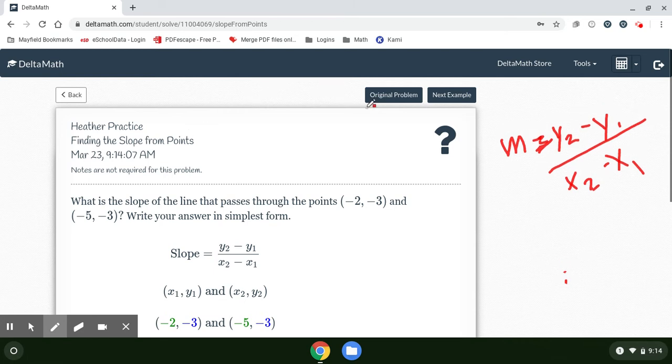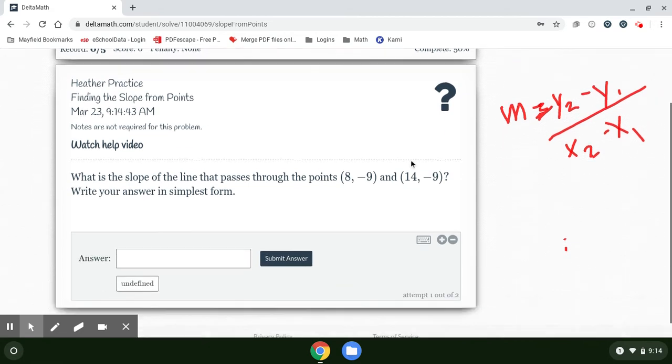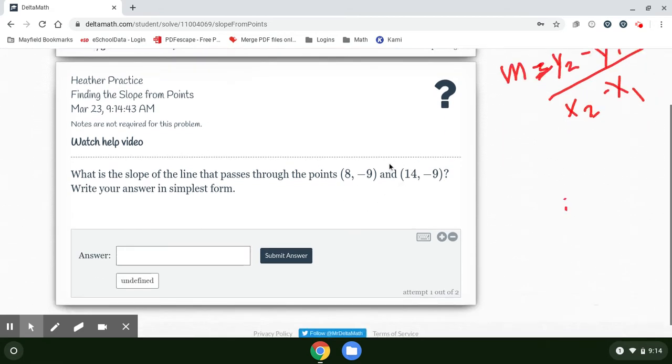I'm going to go back to my original problem. And now I'm going to use that formula. So I have 2 sets of numbers. And we know that numbers are in the order of x, y. So if I name them, let's say this one's x1, this one's y1. Okay? And then this one is x2, and this one is y2. So now I'm going to go back over and actually use my formula.